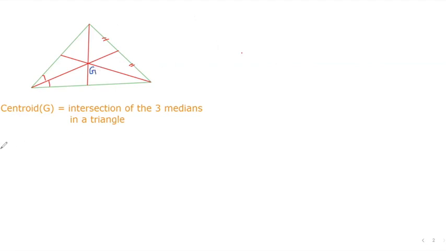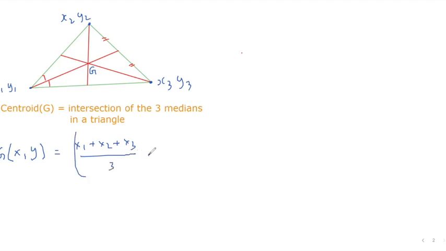If G's coordinates are given as x comma y, and these three coordinates are x1 y1, x2 y2, x3 y3, the coordinates of the centroid will be x1 plus x2 plus x3 divided by 3, and y1 plus y2 plus y3 divided by 3. It's a very easy formula. Otherwise, you'll have to use the distance formula, find the midpoints. It's a very, very long process if you don't know this.